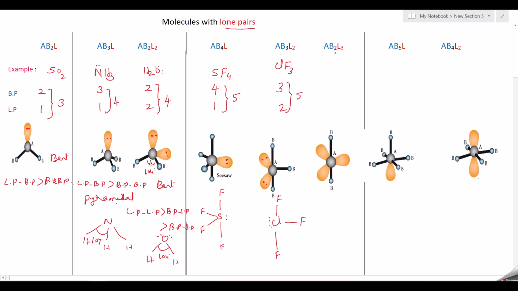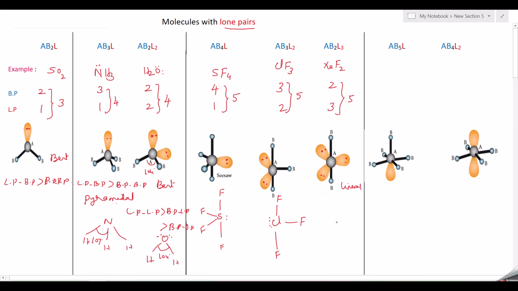Next we have AB2L3. The example for this one is xenon difluoride, where xenon is the central atom and 2 fluorine atoms are covalently bonded to xenon. So the number of bond pairs is 2 and the number of lone pairs is 3. The total number of electron pairs is 5, so the expected structure is trigonal bipyramidal. But due to the presence of 3 lone pairs, the structure is highly distorted and you are getting a linear shape.